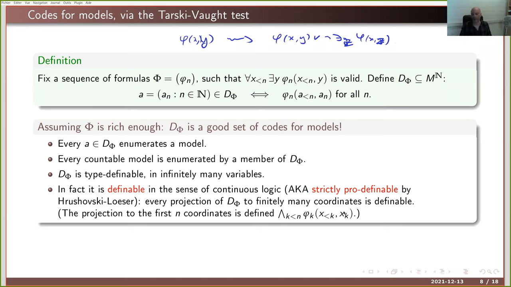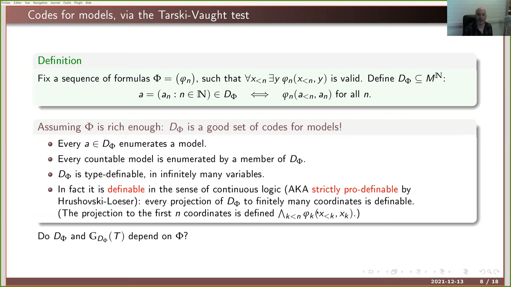So this is indeed the projection of D phi to the first n coordinates, and it is a definable set because there are only finitely many formulas involved here. And this plays a very important role. It's difficult to explain without going into technicalities why this is so crucial, but it just turns out to be very useful. It's useful for showing, for example, that the groupoid is open. Oh, but now there is a problem, because now I depend on an extra parameter, on this sequence of formulas.